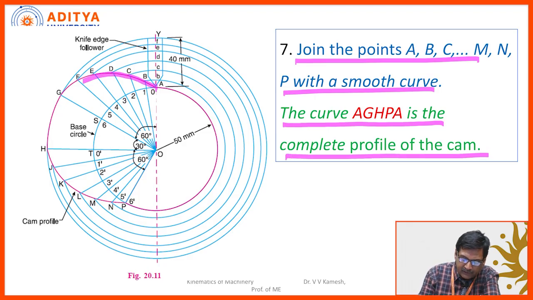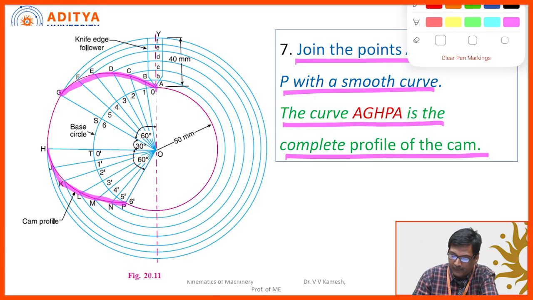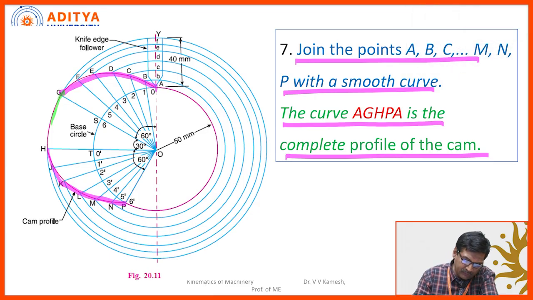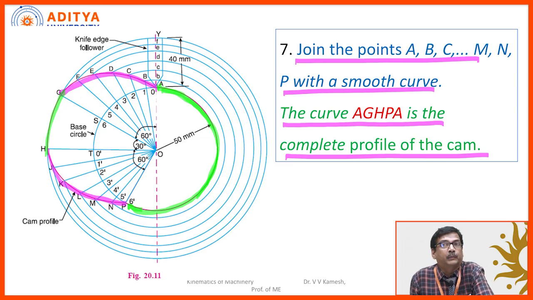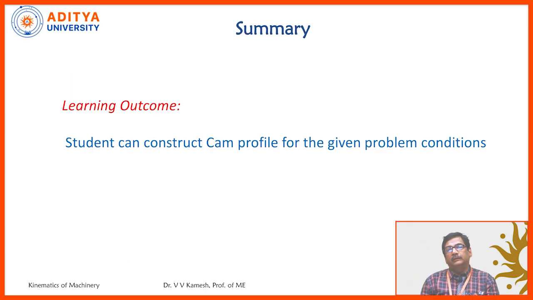Actually we completed initially this one, next to this one. The remaining things, what are the remaining things? The dwell part. The dwell part actually with the compass we are joining like this, right? So this is also actually drawn, so we need to darken it. Okay, so this part, whatever colored portion you are having, this is AGHPA, this is actually the complete profile of the cam. The summary of this lecture is, the student can construct the cam profile for the given problem conditions. Thank you.